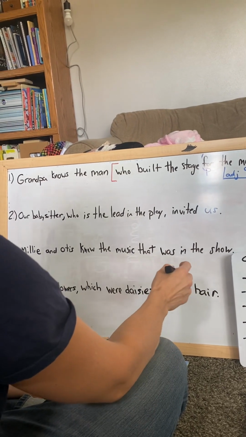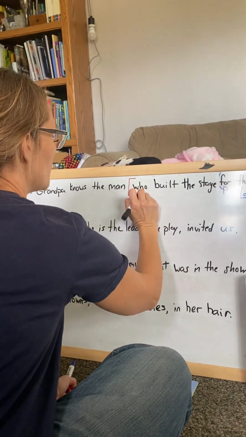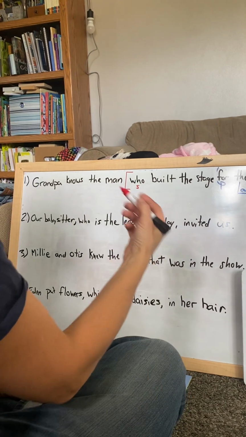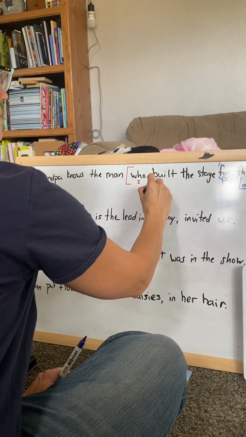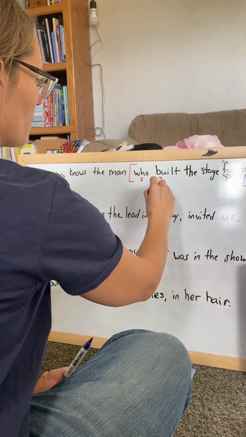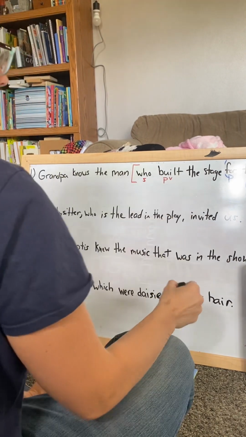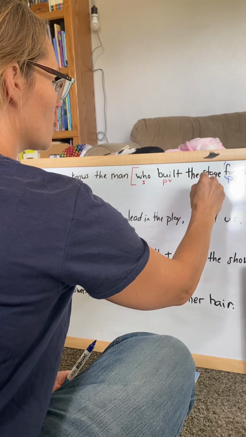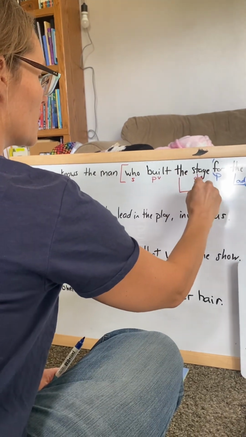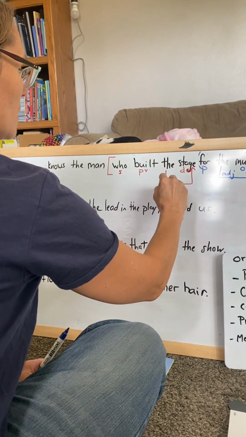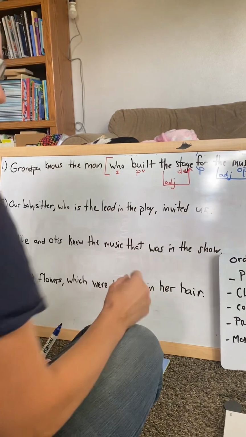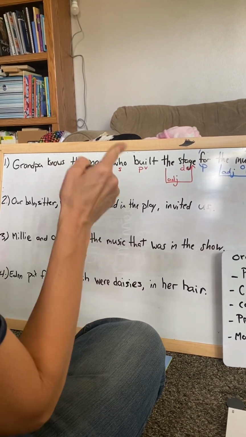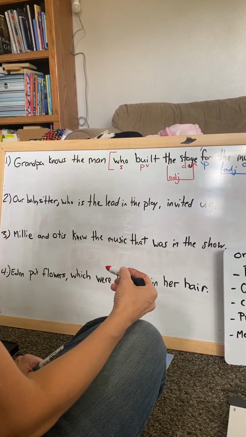All right, so who is our subject, and what was the action? Built is the verb. Built who or what? Stage. Stage, direct object. This is our adjective. It's a definite article. It's the stage, right?